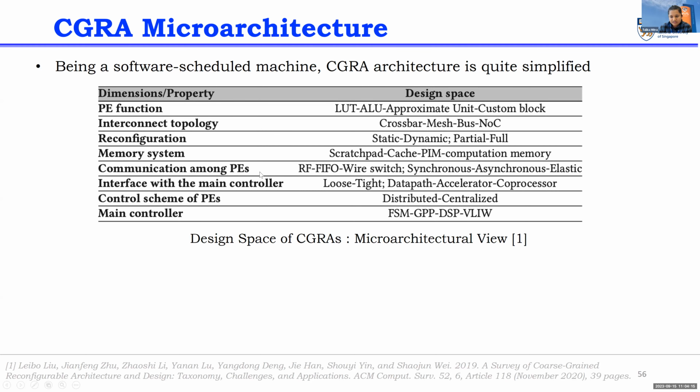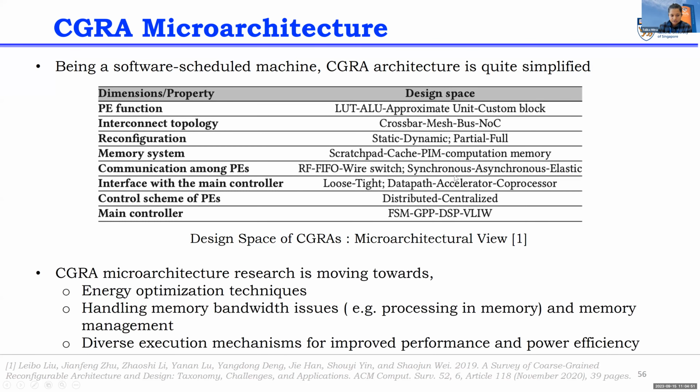For the communication, there can be a register file, FIFO, and so on. And for the interface, it can be loosely coupled with the processor, or it can be tightly coupled. And CGRAs are used as co-processors. And for the PE control, it can be distributed or centralized. And the main controller can be a general purpose processor, VLIW core, and different things. So this covers pretty much the design space of the CGRA, and the various designs follow various design points in this design space.